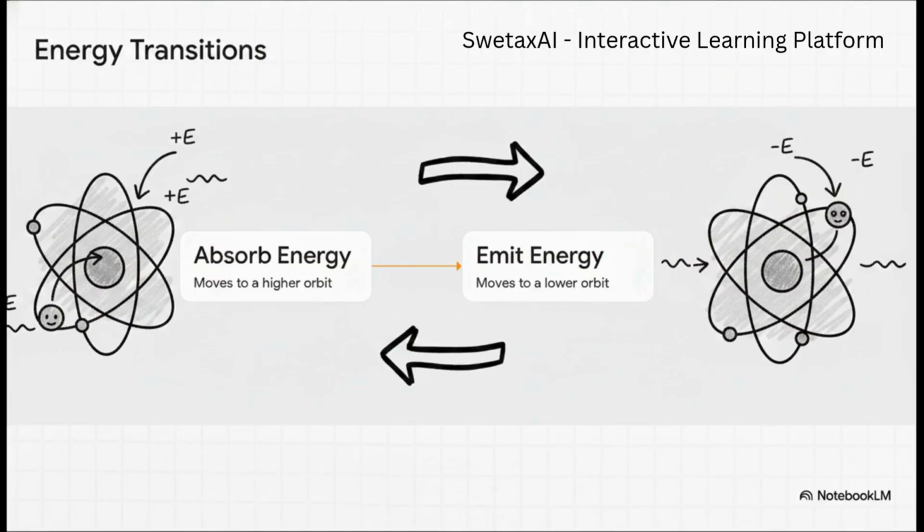Step 1. If an electron wants to climb up the atomic ladder and move to a higher, larger orbit further away from the nucleus, it has to absorb an exact, precise amount of energy to make the jump. Step 2. If that electron wants to drop back down to a lower orbit, closer to the nucleus, it must get rid of that exact same amount of energy, and it does that by emitting it out into the universe.